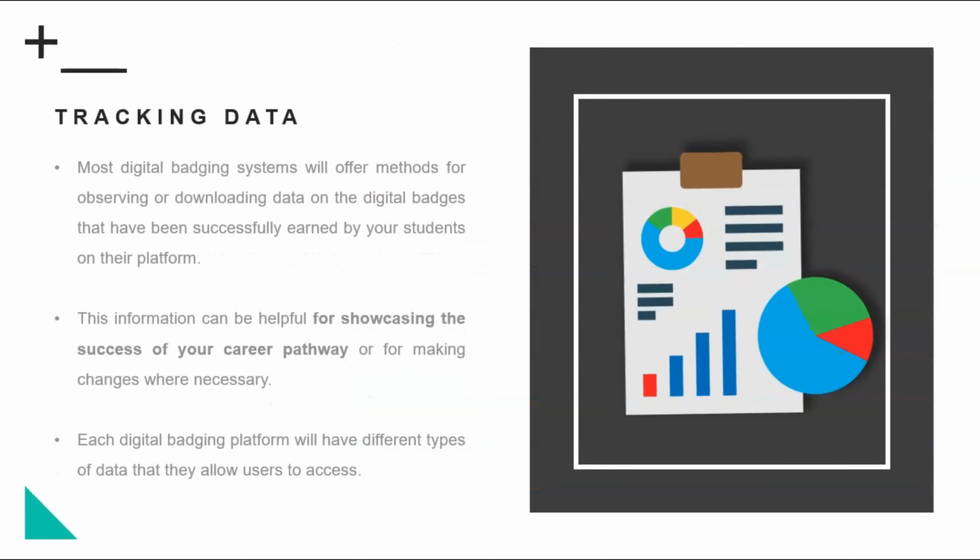Most digital badging systems will offer methods for observing or downloading data on the digital badges that have been successfully earned by your students on their platform. This information can be helpful for showcasing the success of your career pathway or for making changes where necessary. Note that each digital badging platform will have different types of data that they allow users to access. So if being data-driven is important to you, you will want to research the platform you select before committing to it.